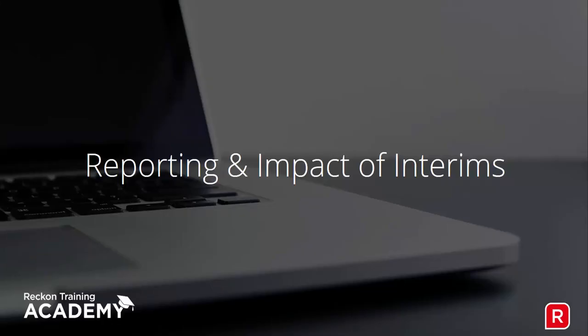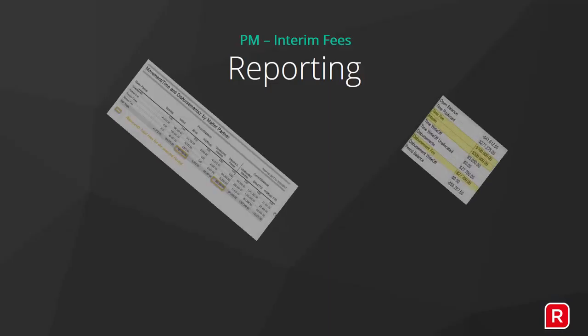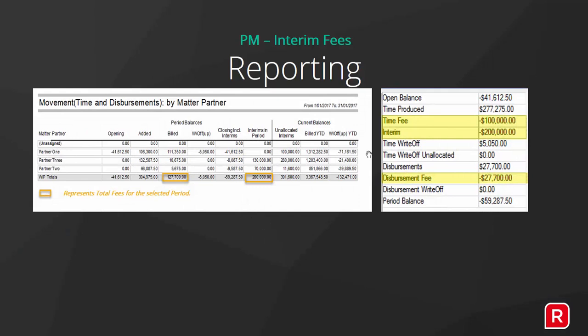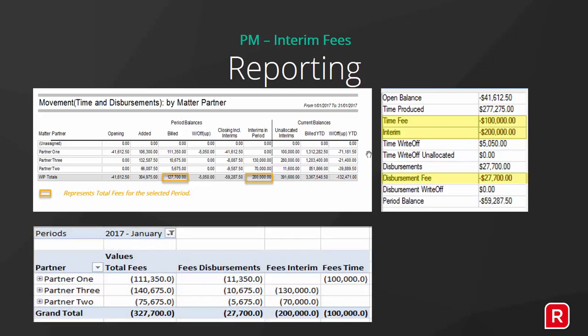Finally, let's take a look at reporting and the impact of interims. Practice management will have your standard reports, your WIP audit, period audit, and they'll have the billed interims in the period, unallocated interims in the movement report, and they'll all reconcile back to your audit report. Practice IQ itself will also have the values: total fees, fees disbursements, fees interim, and fees time.